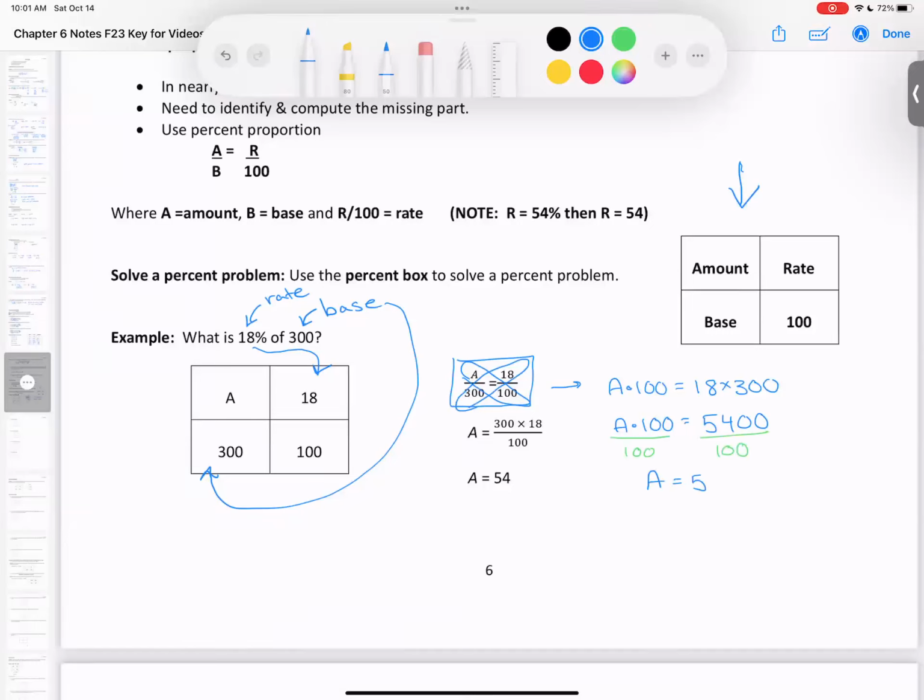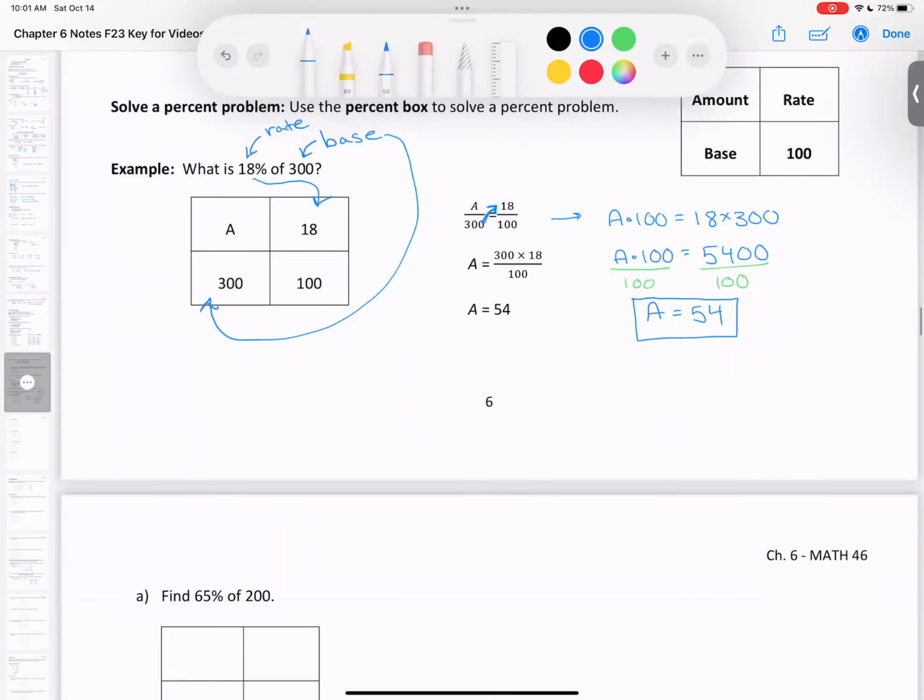Now, the reason I like to do it this way is because it does give you a few skills that will be useful later on in algebra. But the other way you can do this is, if you have two fractions separated by an equal sign, you can move a denominator across that equal sign if you move it up into the numerator. So here we want to solve for A. So to get rid of that 300, they're moving it up into the numerator, and we get 300 times 18 over 100. And then we can solve for A.